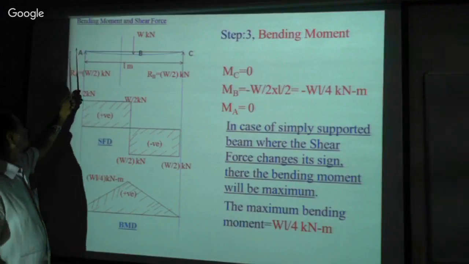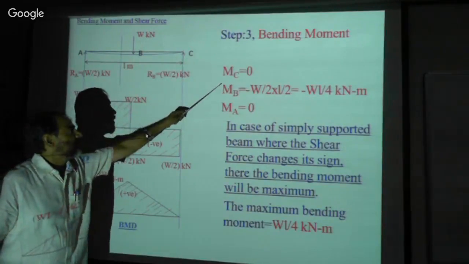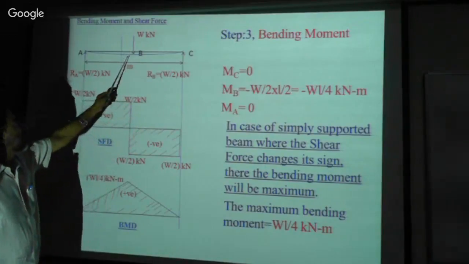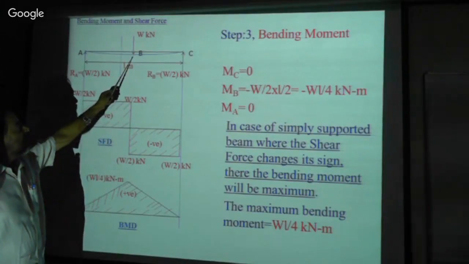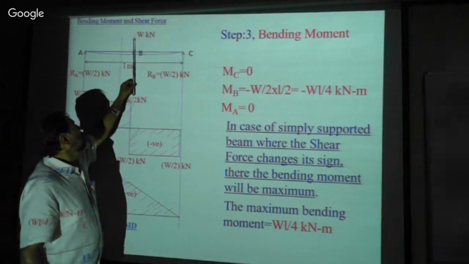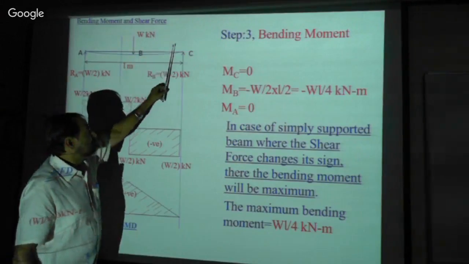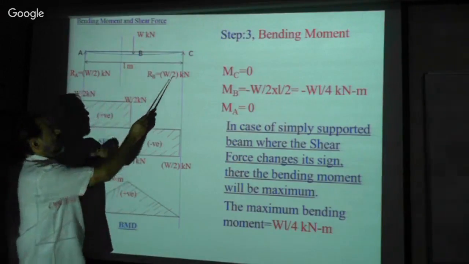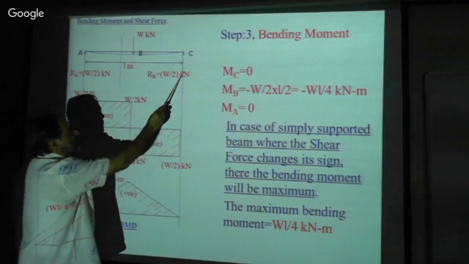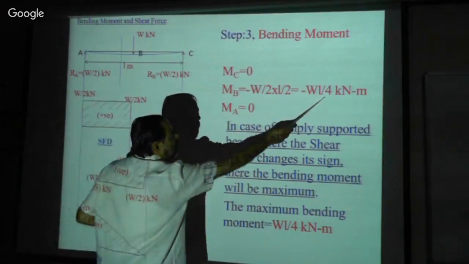Now we know that the bending moment at A and bending moment at C is equal to 0. Now to calculate the bending moment at B, either you have to consider the right hand section or left hand side. Therefore, if you consider the right hand side, it is W by 2 is the load, that is the reaction, into distance L by 2. Therefore, it is WL by 4 kN-m.